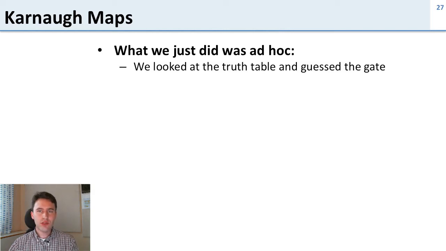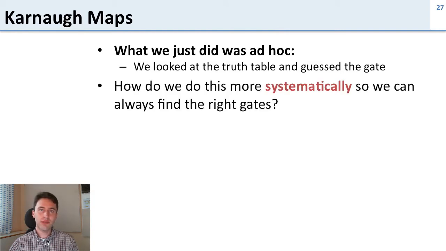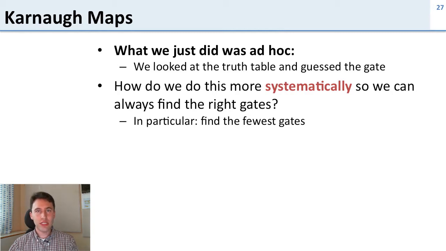So what we just did was rather ad hoc. We sort of looked at the truth tables and guessed what gate fit in. And this worked pretty well for simple truth tables, but obviously isn't going to scale up to large, complicated truth tables. So what we want is a more systematic way to do this, so we can always find the right gates no matter how complicated the truth table is.